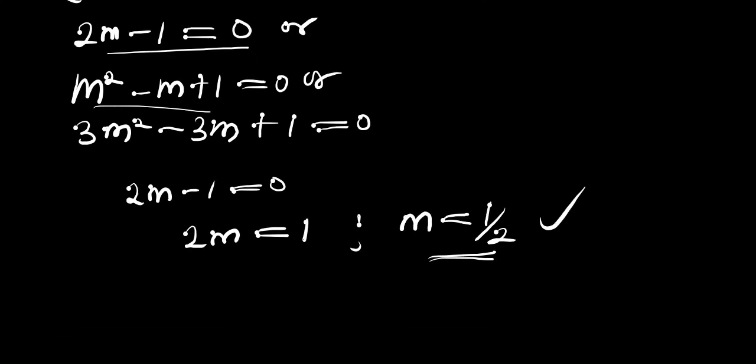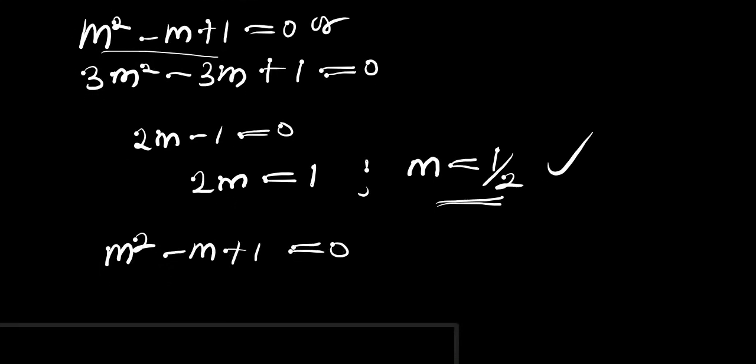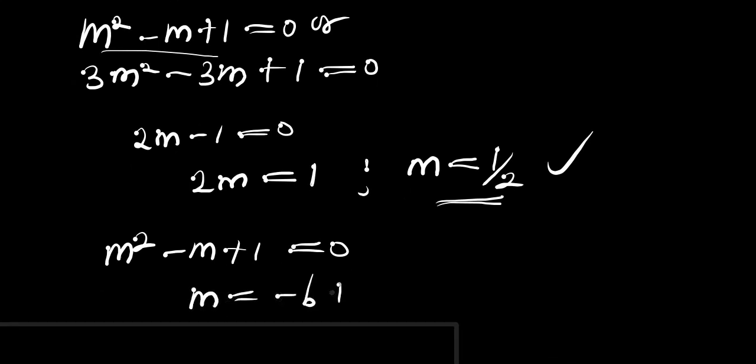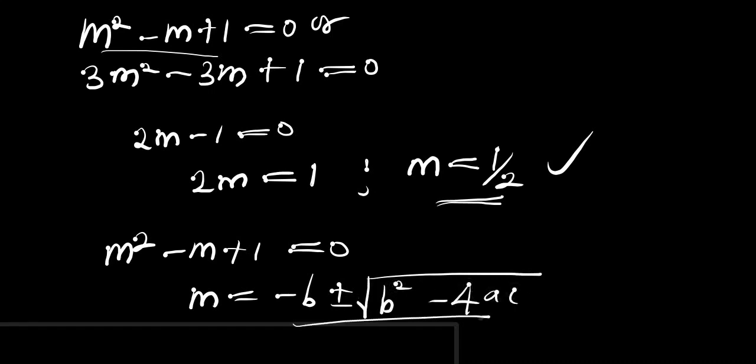So we have m squared minus m plus 1 equals 0. We can make use of the formula method. We make use of m equals negative b plus or minus square root of b squared minus 4ac, divided by 2a. So from here, a equals 1, b equals negative 1, and c equals 1.